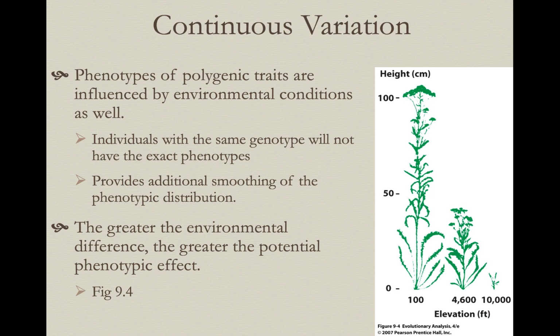But here's an example of a plant, goldenrod, in which individuals with the exact same genotype, so they're clones of each other, don't have the exact same phenotype when they're grown in different environments. And the greater the environmental difference, the greater the potential phenotypic effect here. At lower elevation, you get really tall plants. Same genetics, as you go up the mountain, you get smaller and smaller plants. So this is an example of what we call phenotypic plasticity. And we'll be covering this in future lectures.